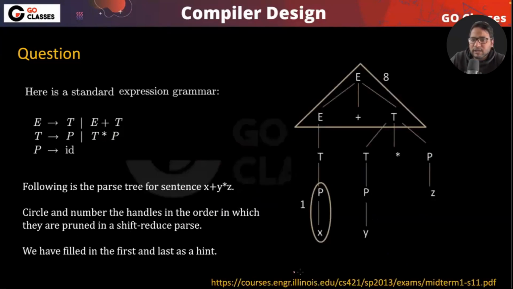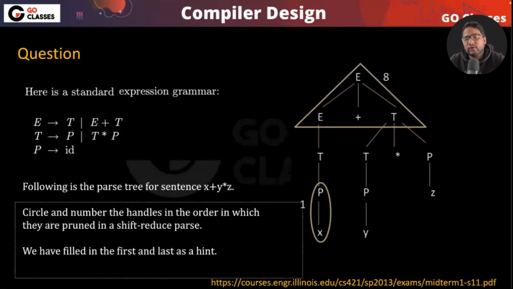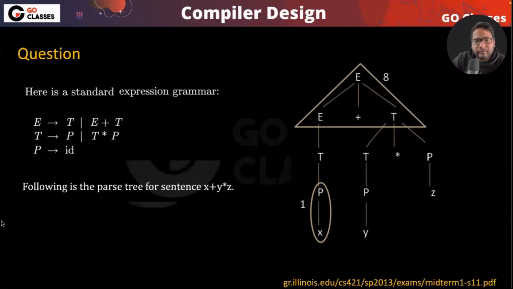So let's see this question, which I have taken from Illinois University. What they're saying, here is a standard expression grammar that you have, following the parse tree. Okay, this is a parse tree. Circle and number the handles in the order in which they are pruned in the shift reduce parser. So basically they are saying, if you have this as, let's suppose, the right sentence form that you have, then can you tell me what is the very first handle that you had? See, the parse tree is given to you. You don't need to do anything. Using this parse tree only, let me draw the right sentence forms. Okay, let me quickly draw the RMD.